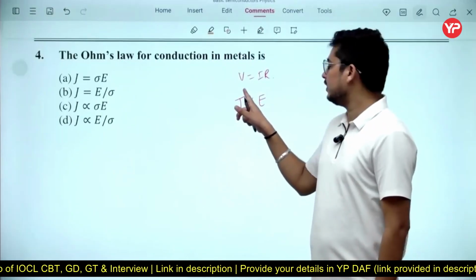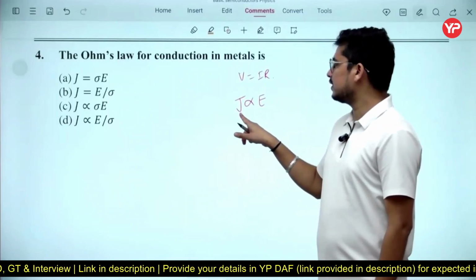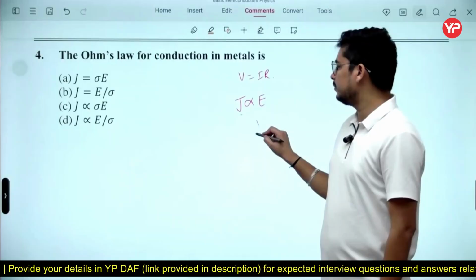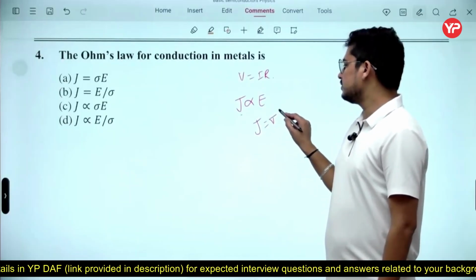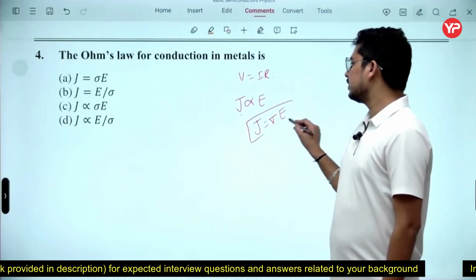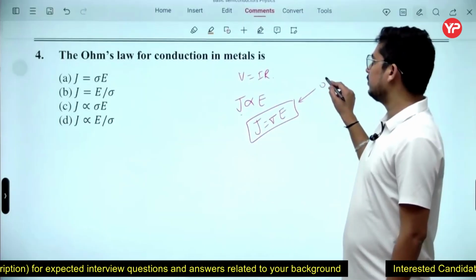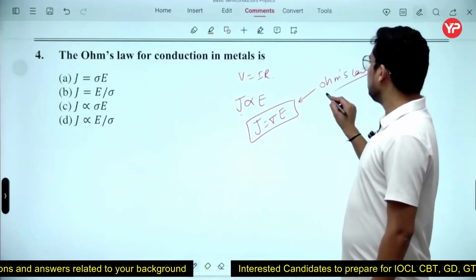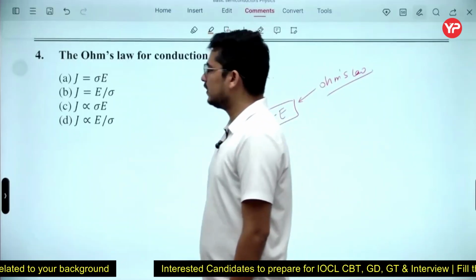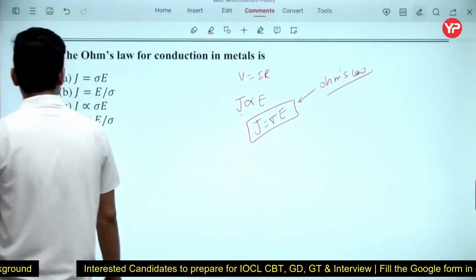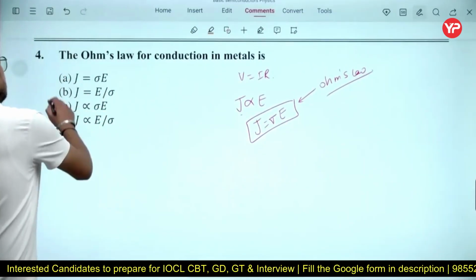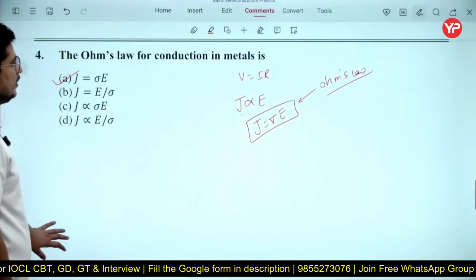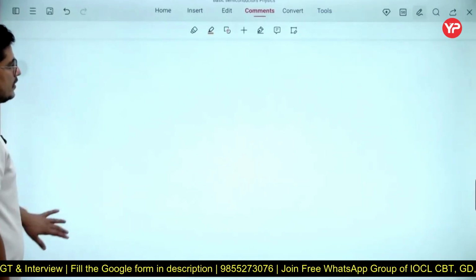That current is inducing a current density J. So this is current density J, which is directly proportional to the applied electric field. When you remove the proportionality, J becomes sigma E, right? This is Ohm's law, another form of Ohm's law. Generally in EDC, electronic devices and circuits, we will use this form, J equals sigma E. So the answer for Ohm's law in conduction in metals is J equals sigma E.